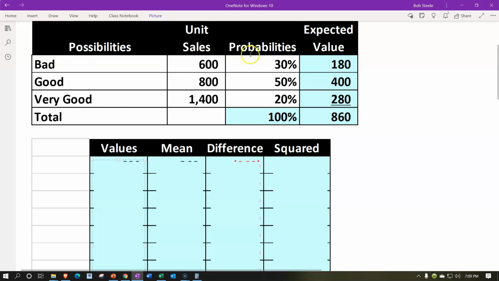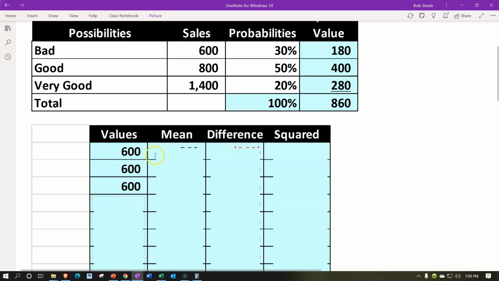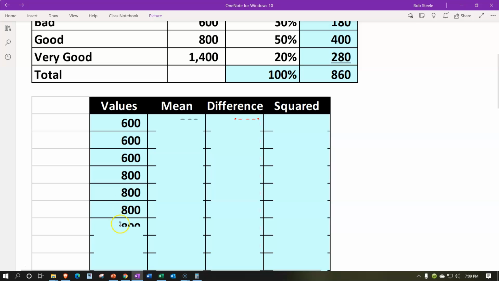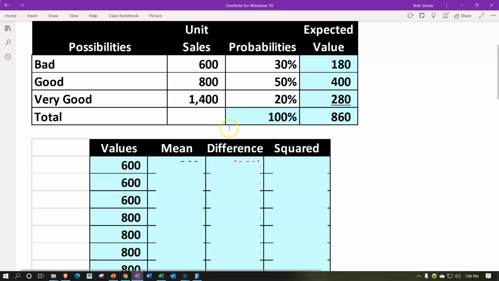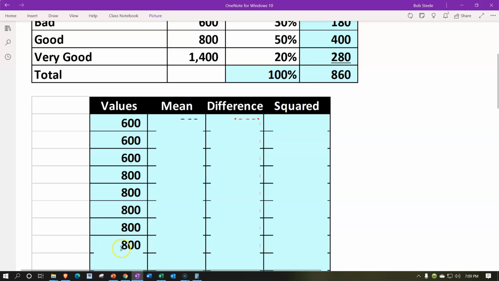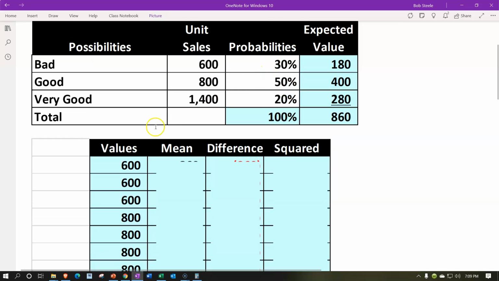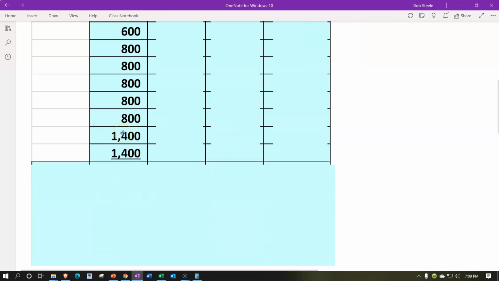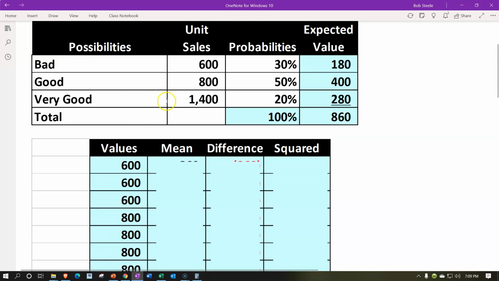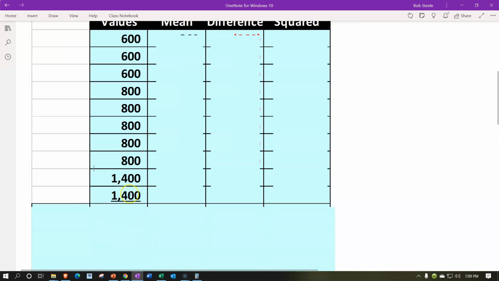If we say there's a 30% weighting, a 50% weighting, and a 20% weighting, and I had 10 numbers, then it would look something like this. The 600 we're going to imagine is 3 out of the 10. Then we're going to imagine the 800 as 5 out of the 10, because that's 50%. And the last would be the 1,400, which would happen 2 times out of 10. Adding up, these are 10 items that we're talking about here. Then we can calculate the mean on this.